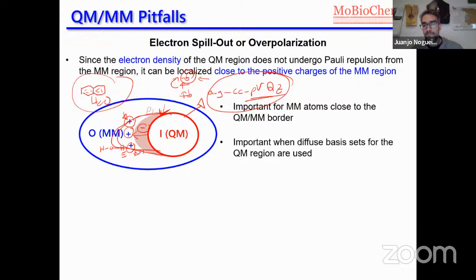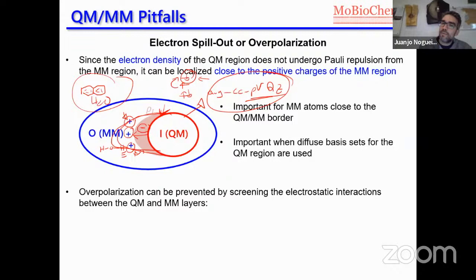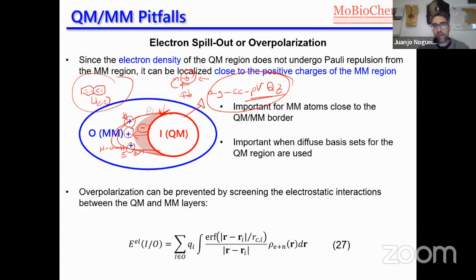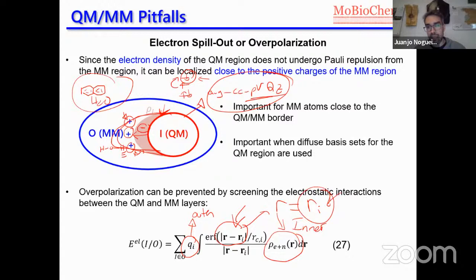It is difficult to prevent this, but people are trying to avoid this overpolarization. One way to do this, for example: we have here our classical charges of the outer region, and we have here the electronic and nuclei density of the inner region. So we can introduce screening functions in order to kill the electronic density at short distances. So when the distance is close to the position of the classical atom, Ri, then this error function tends to zero, and then we neglect the electronic density. We remove the electronic density. So this is a way to somehow attenuate the problem.